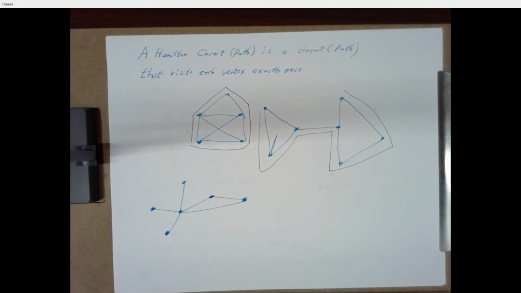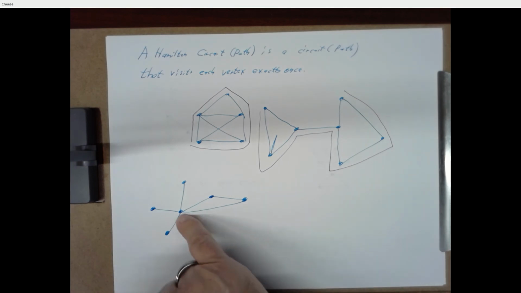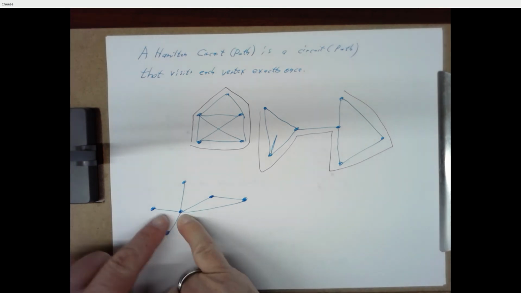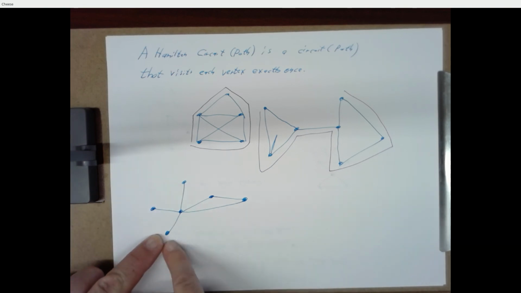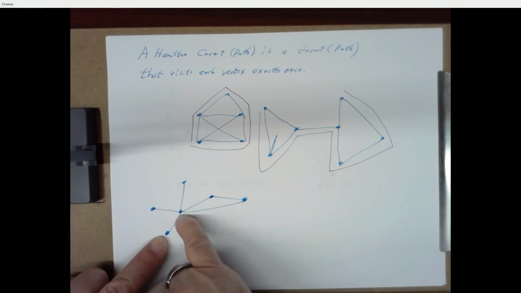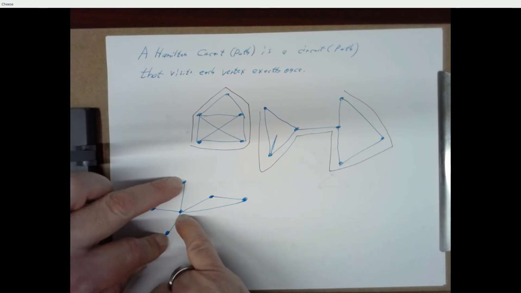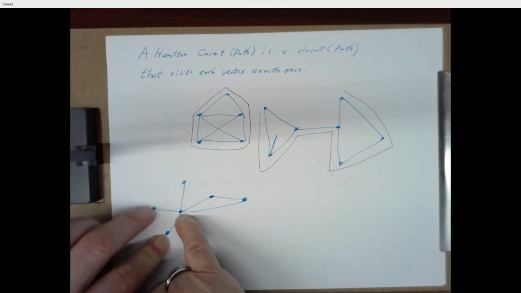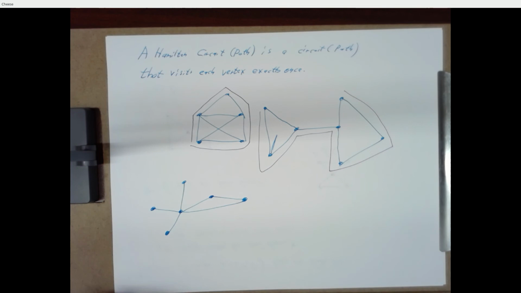But the problem here is if we start with this vertex, we can get to exactly one of these, but we can never come back, right? And if we start with, say, this vertex, we've got no choice but to come here. And then we can either visit this and be done, or visit this and be done. And we can never get to all three of those. So that's a simple example of a graph with no Hamilton path.